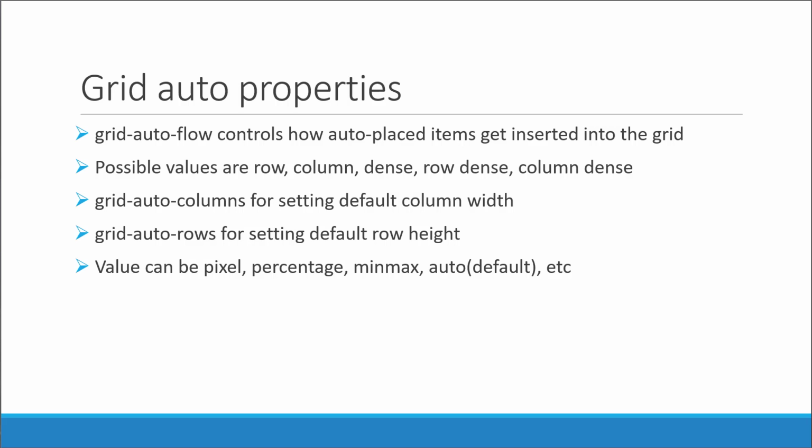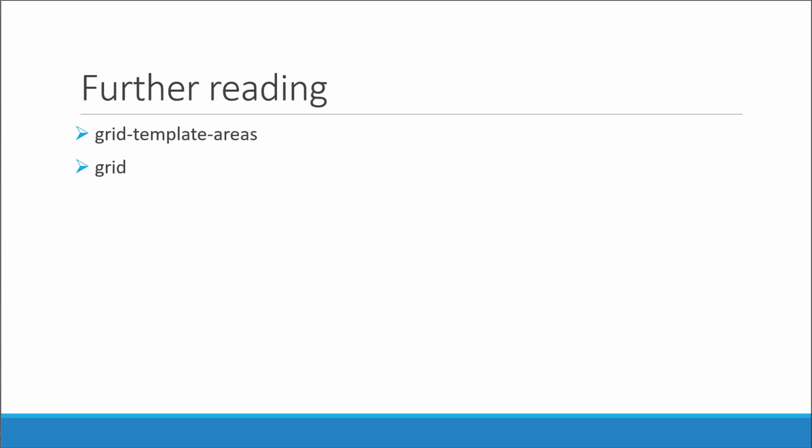With that, we've had a look at all the grid container properties that I wanted to cover in this crash course. Two more properties which I would like you to read about once you're comfortable with the properties discussed so far are grid template areas and grid. Grid template areas is used to specify areas within the grid layout, and the grid property is a shorthand for grid template rows, grid template columns, grid template areas, grid auto rows, grid auto columns, and finally grid auto flow.